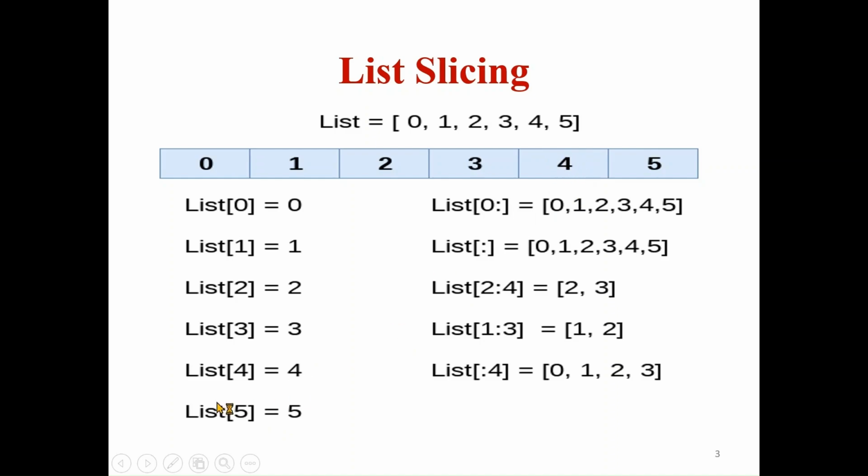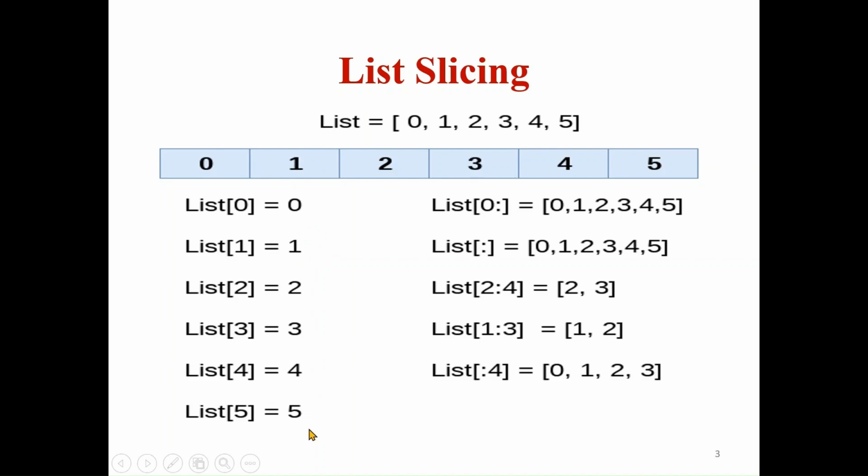Suppose you want to write 400. How do you write it? You write list of 4 equal to 400, so 400 will be stored here. Then list of 5 equal to 5, and this 5 value is this one. Like that, I can go by the index number. What you write in the square brackets are the index numbers, and the right-hand side are the values. So instead of 0, I can store 100, and that 100 will be visible here. I can store 200 here, and 200 will be visible. Like that, you can change the value.